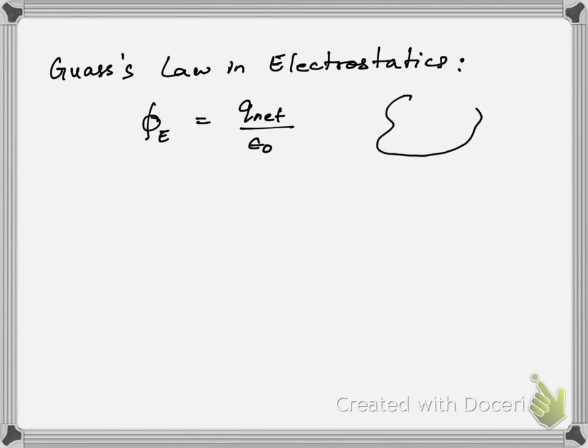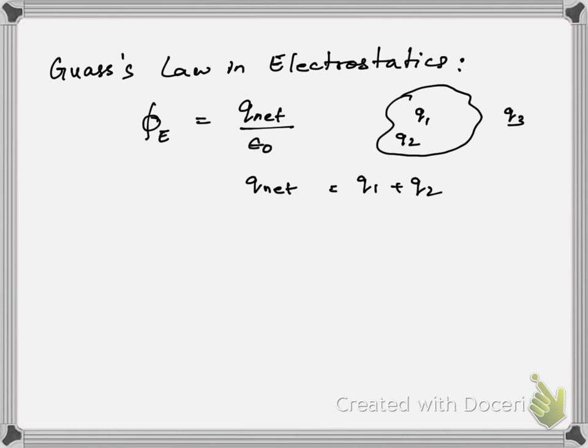Here Q net is the net charge enclosed by the Gaussian surface. So suppose this Gaussian surface has Q1 and Q2 charges inside it and the charge Q3 is outside the surface, then your Q net will only be Q1 plus Q2. We are not going to consider Q3 as it resides outside the surface.